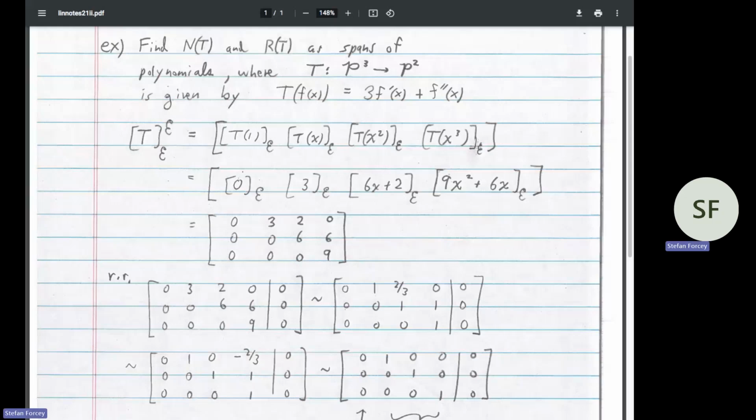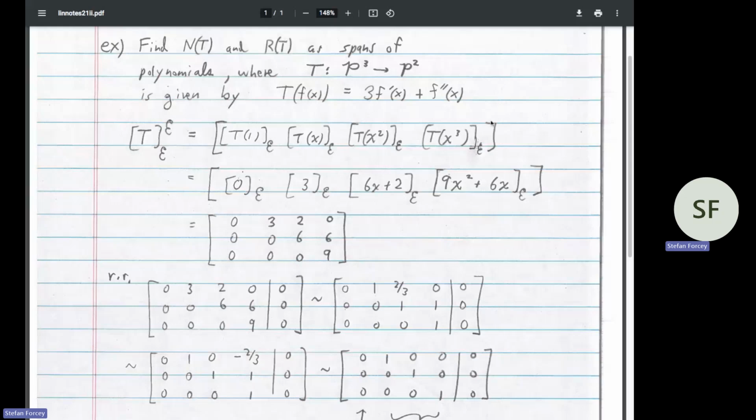Now we just have to solve the problem. That matrix times a vector of constants c is equal to 0, 0, 0, the homogeneous matrix problem. The solution to that will give us N(T), but meanwhile we'll be able to look at the pivots and find R(T) as well.